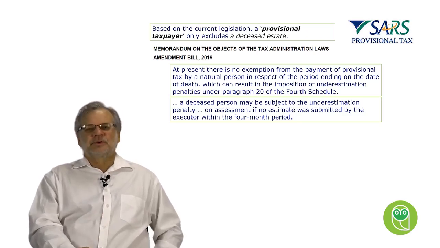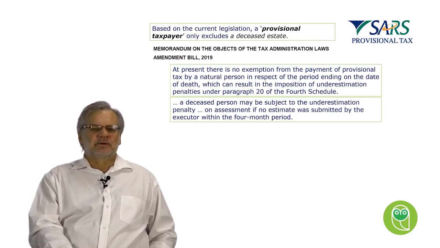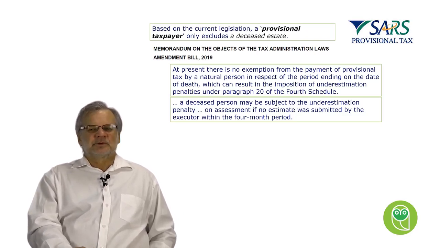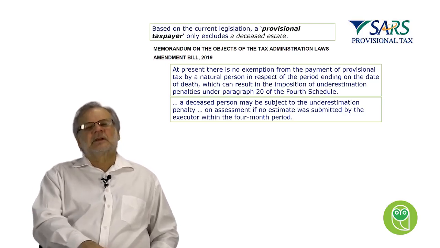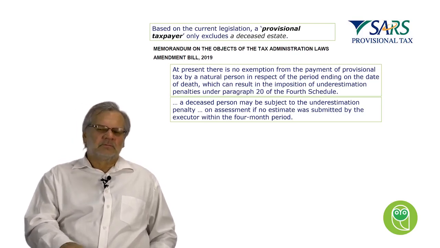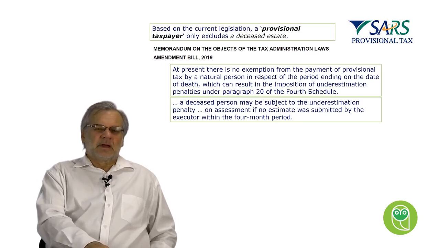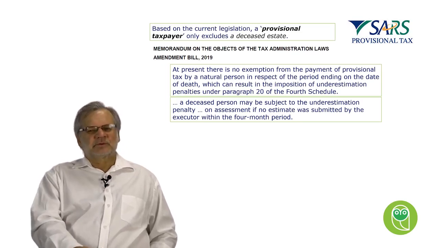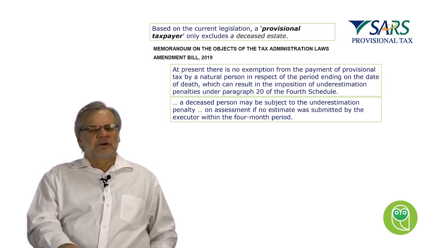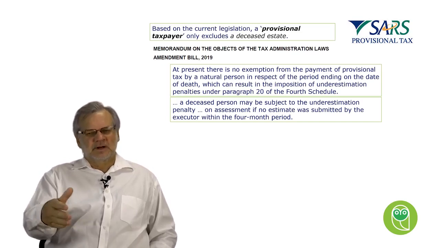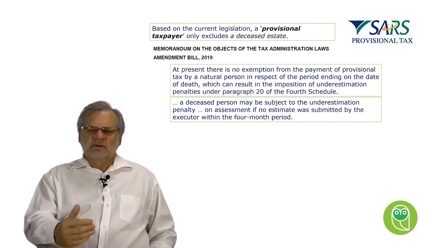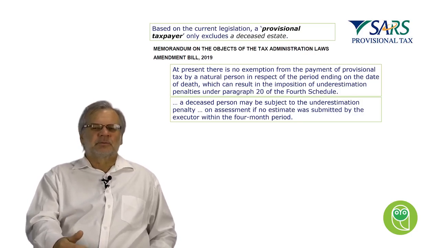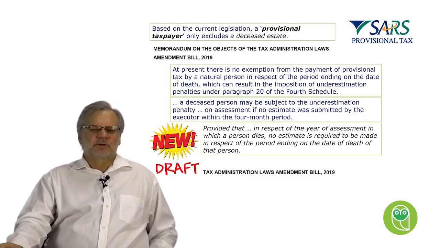So they say a deceased person may be subject to the underestimation penalty on assessment if no estimate was submitted by the executor within the 4-month period. This is not really true. Yes, the Act allows us, after 4 months after the end of your second period, to submit a return. And it deems, if you haven't submitted that return within 4 months after that period, you've submitted a nil return. So that's an automatic estimate. But there is, in the first instance, a failure to submit an estimate on date of death. And that is what the problem is.